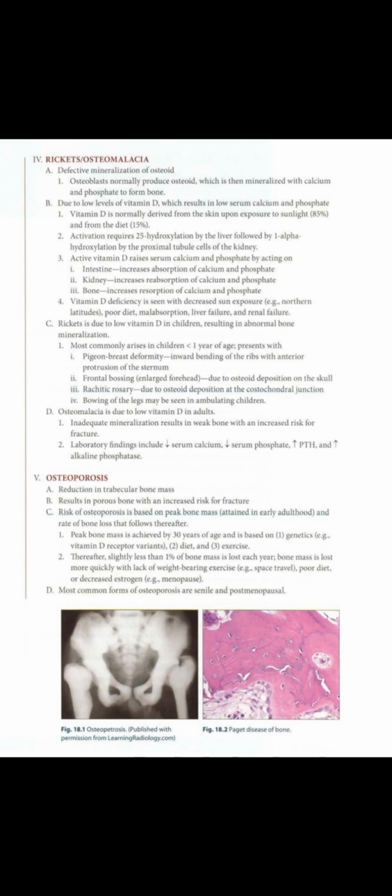Number 4. Rickets or osteomalacia. Defective mineralization of osteoid. Osteoblasts normally produce osteoid, which is then mineralized with calcium and phosphate to form bone. Due to low levels of vitamin D, which results in low serum calcium and phosphate.